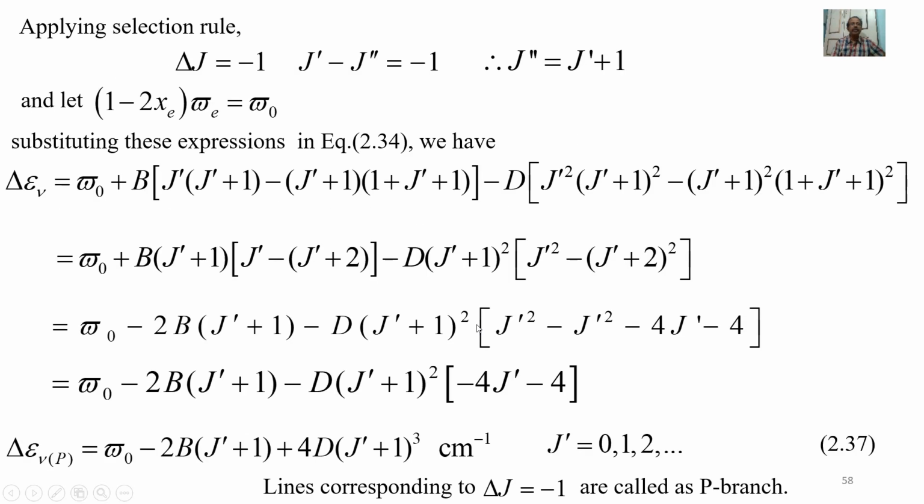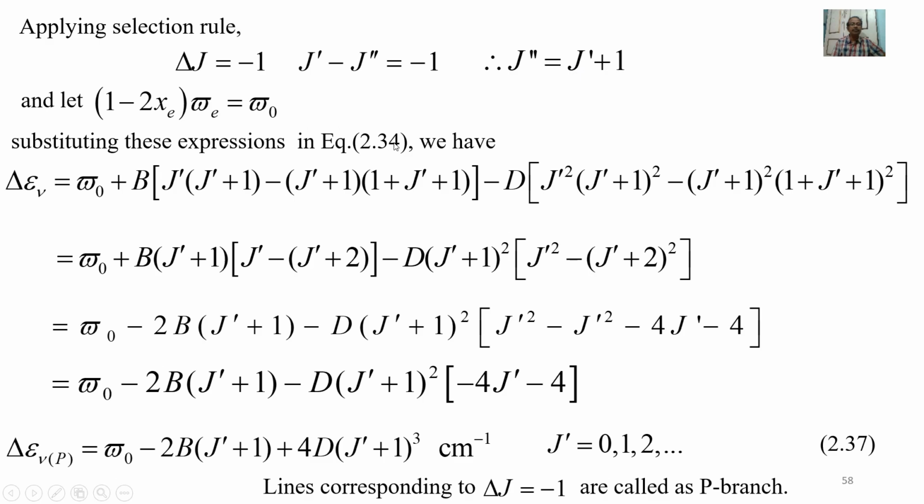Now we are going to apply the selection rule del J equals minus 1. We know that the selection rule is nothing but del J equals plus or minus 1. First we applied it for plus 1, and next we are going to apply it for del J equals minus 1. So if del J equals minus 1, it implies that J prime minus J double prime is equal to minus 1. Therefore, J double prime equals J prime plus 1. So wherever you find J double prime, you substitute J prime plus 1 in equation 2.34.